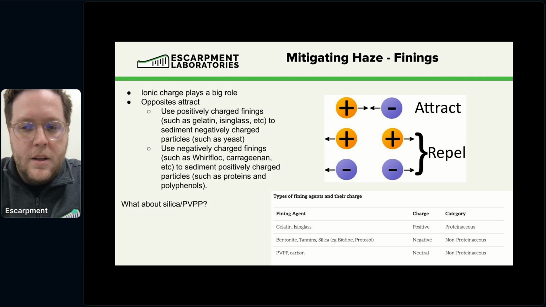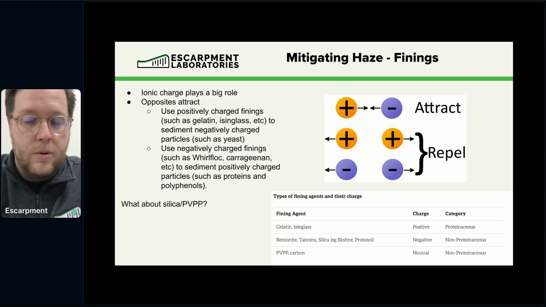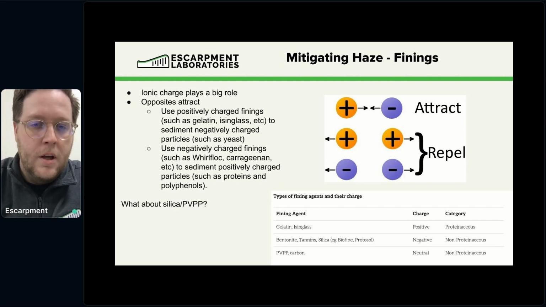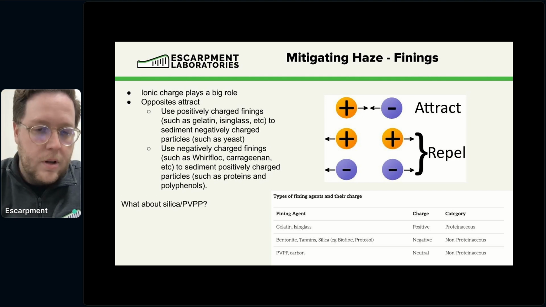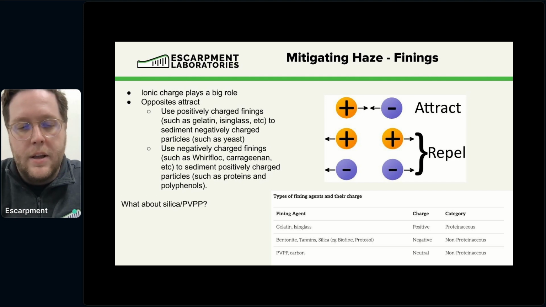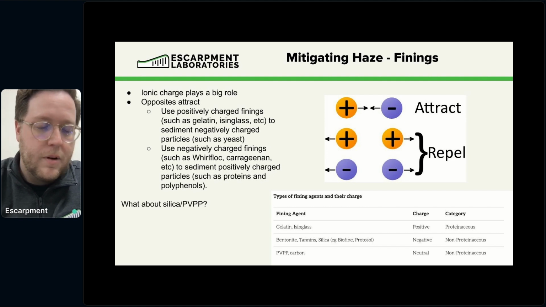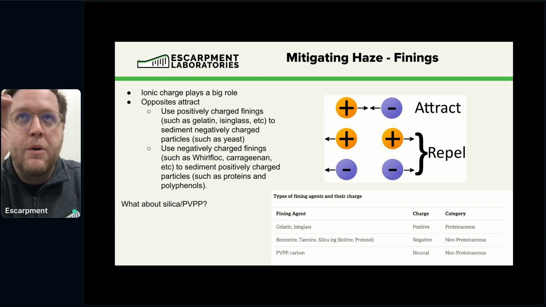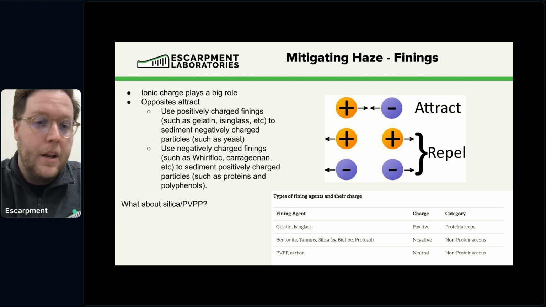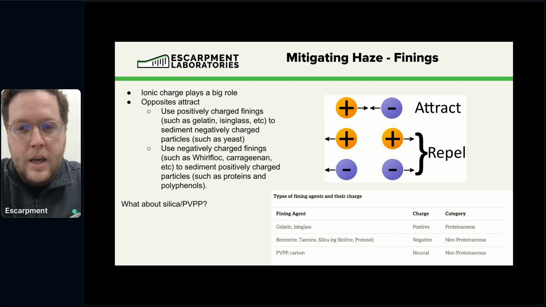So the key principle here is ionic charge or electrostatic charge, because when we're looking at that kind of chemistry, opposites attract. If you have a positively charged particle and a negatively charged particle, they are going to attract to each other, bind together. And in a lot of cases, when we have a bunch of particles causing a haze, if those can get bound up, eventually they reach a high enough mass that they will actually settle out, and so you'll drop out that haze. So that's what's going on in general with most findings.